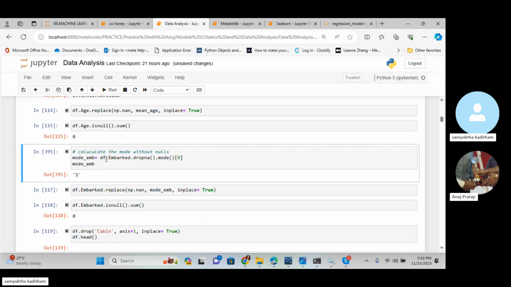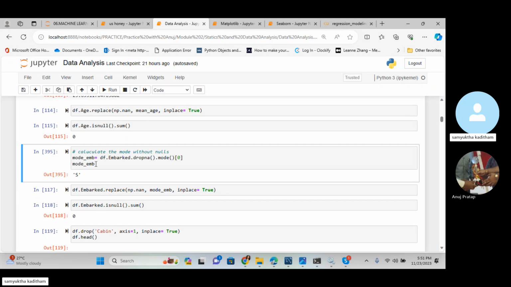This is repeating so many times. S is repeated so many times, so mode is giving the S value. The S frequency is more compared to Q and C. So that is the mode. Where these two records are missing, we are going to put the S value in those missing values.